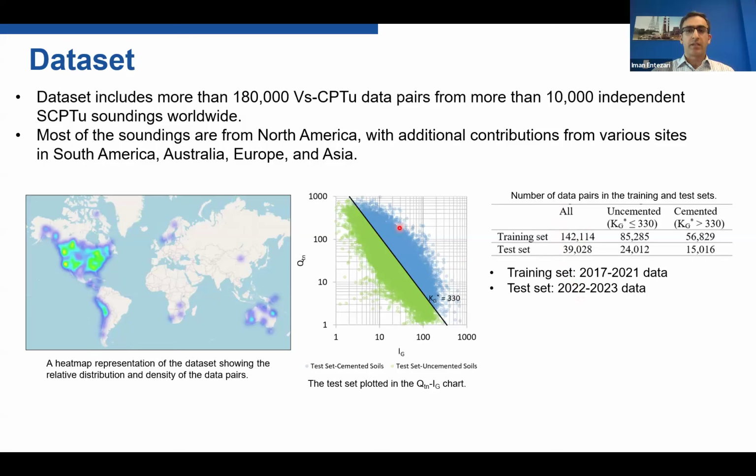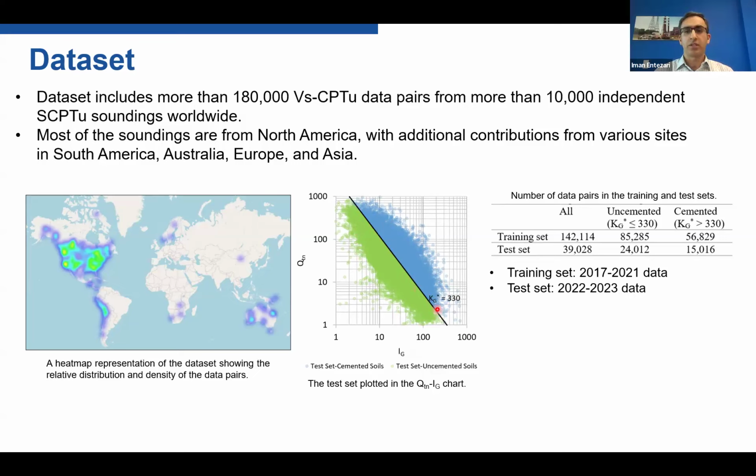And then this shows the test set on the normalized tip resistance versus I sub G, or small strain rigidity index. It has been proposed by Dr. Robertson that an empirical value of K_G^* of 330 could be a threshold to tell us if we are in cemented or uncemented soils. This is not a hard threshold. Obviously, this is a spectrum.